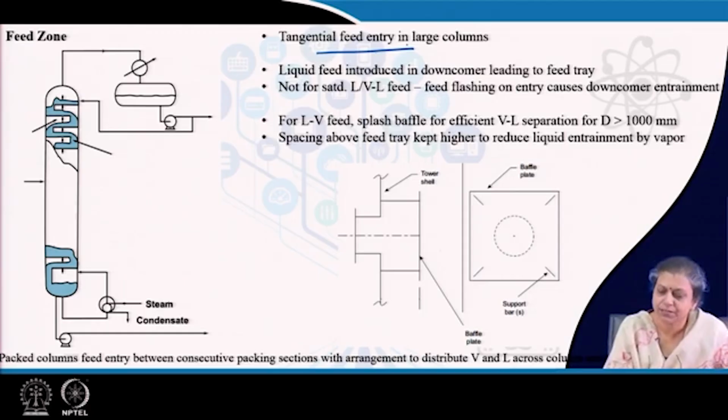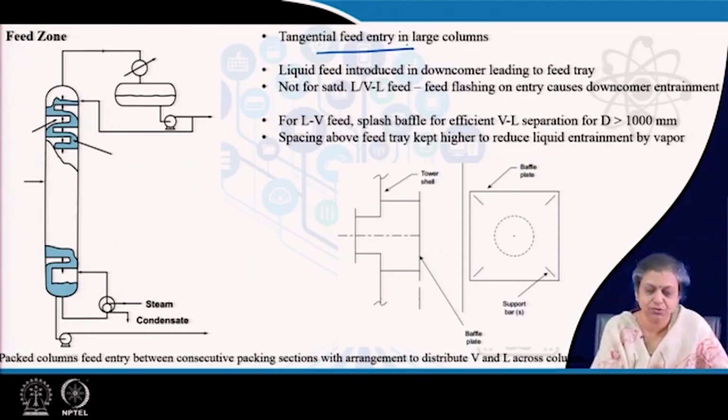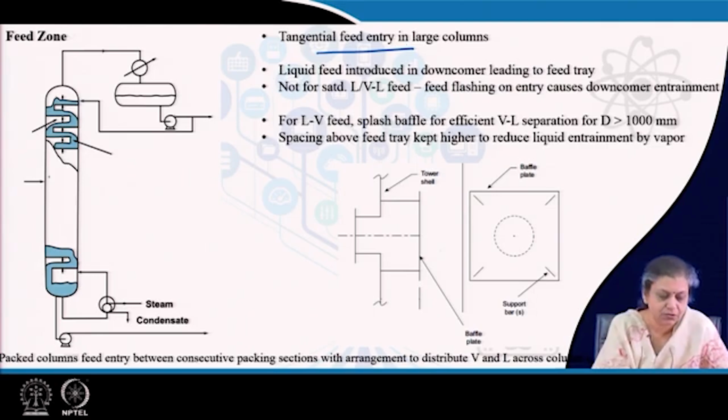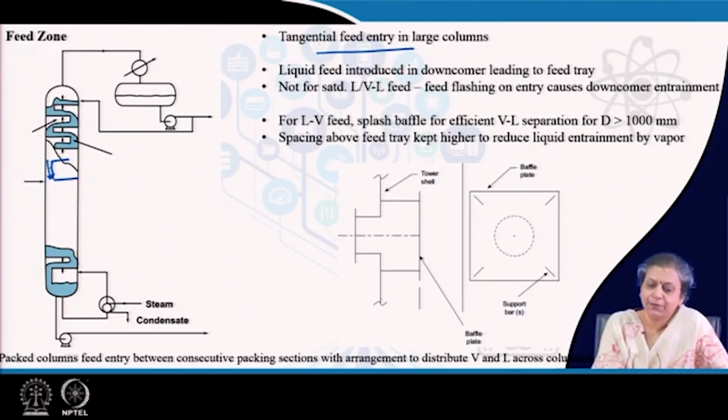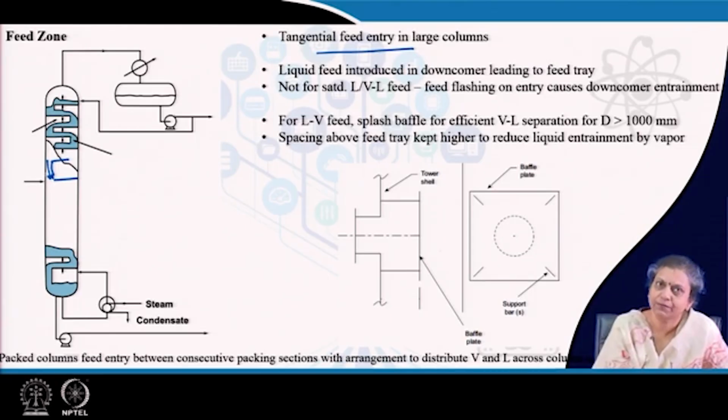Now, when you have just a liquid feed, it can be introduced in the downcomer which leads to the feed tray. So, there is a downcomer from the top tray to the feed tray, and in the downcomer you can introduce it. Now, tell me, if you have a liquid vapor feed, or a liquid feed at its saturation point, and you are introducing it at the downcomer, what do you expect is going to happen? The liquid feed is going to flash, and if it is a vapor liquid feed, vapor is already available in this particular case.